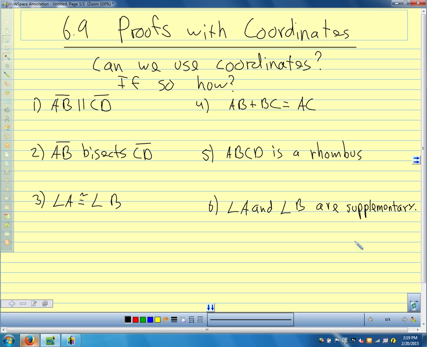We want to know, can we use coordinates to figure these things out? And if we can, how do we do it? So we don't have to figure it out. We would just say, here's what we would do to figure it out. So with your table partner, one of you grab an opener slip, answer these 6 questions, and then in a minute we will go over them.